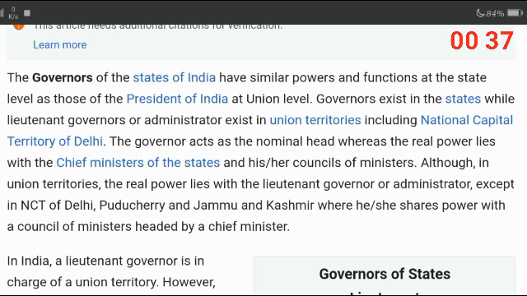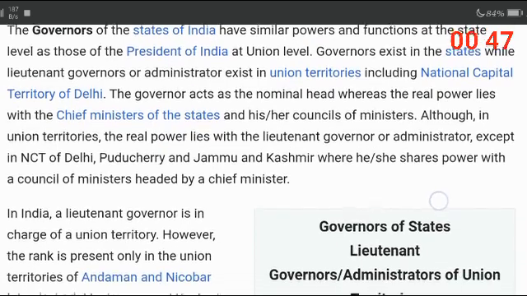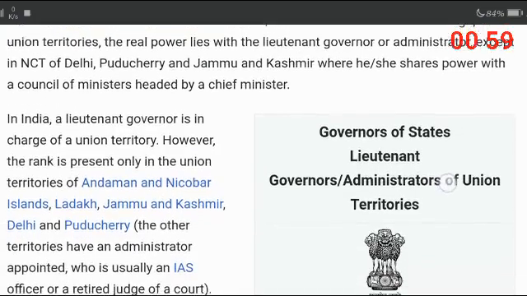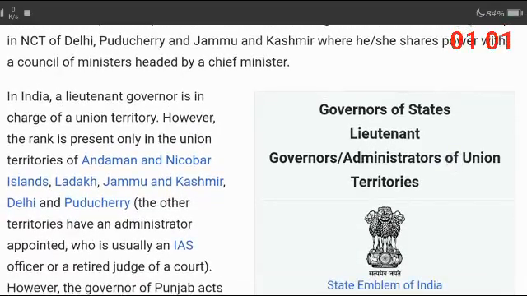his/her councils of ministers. Although in union territories the real power lies with the lieutenant governor or administrator, except in NCT of Delhi, Puducherry and Jammu and Kashmir, where he/she shares power with a council of ministers headed by a chief minister. In India, a lieutenant governor is in charge of a union territory.